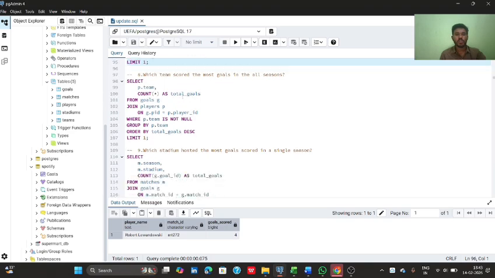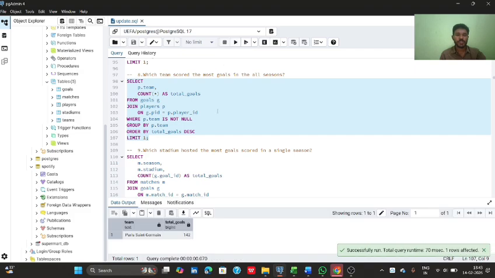Which team scored the most goals in all seasons? He is asking for all seasons. That is 142, and the team is Paris Saint Germain.